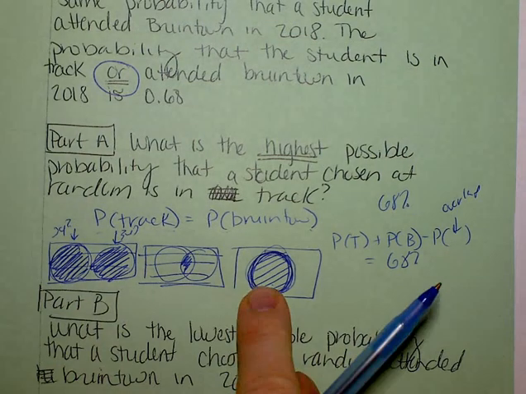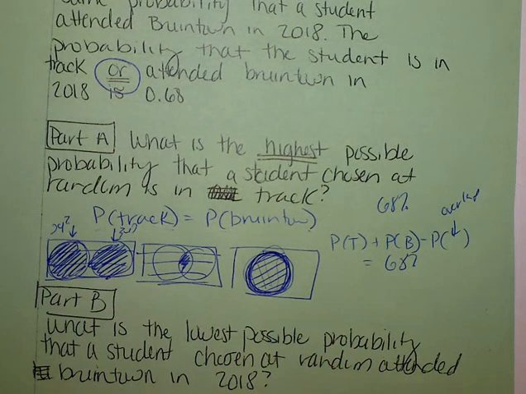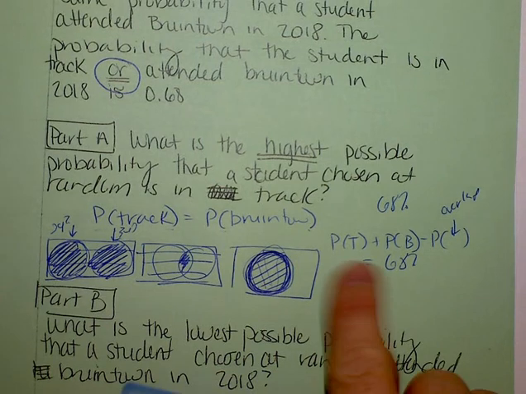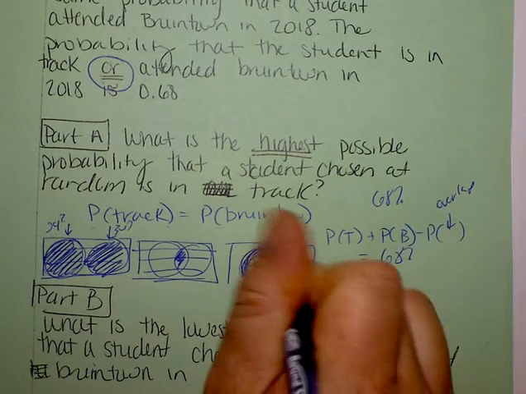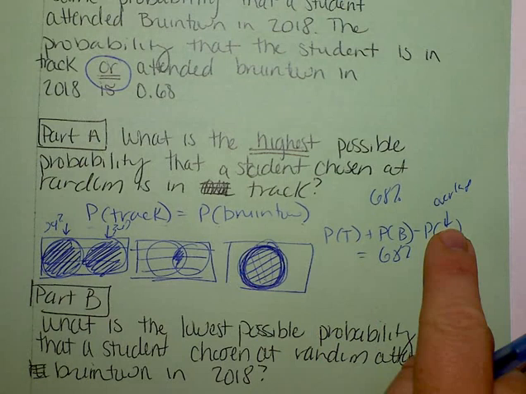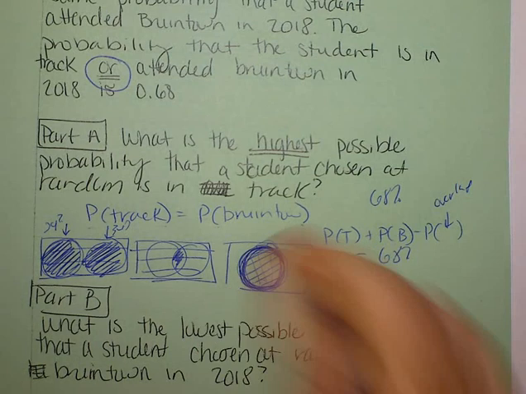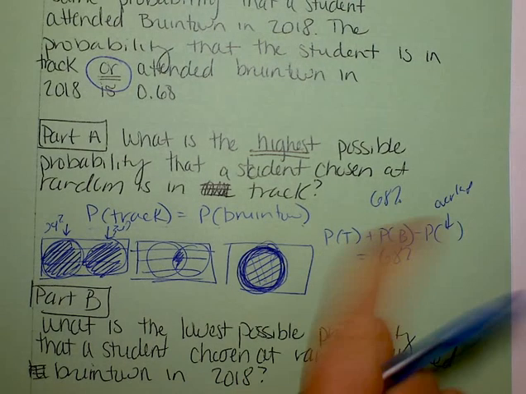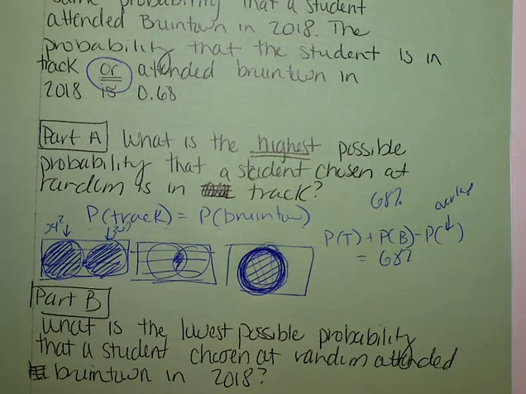But what about if they're exactly the same? What is this circle representing? Well, let's try 34 again. If you believe this is 34, then that means track is 34, Bruintown is 34, and then the overlap we have to subtract. Subtract 34. Does that equal 68? Is 34 plus 34 minus 34 68? It is not.